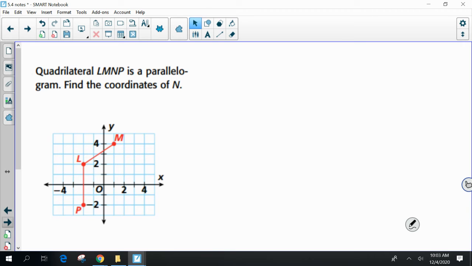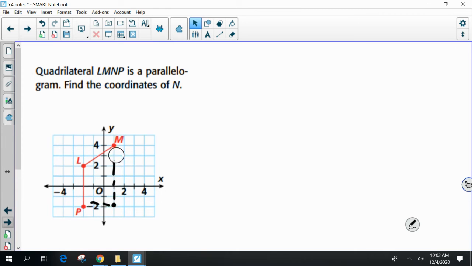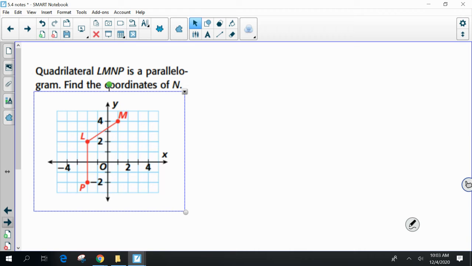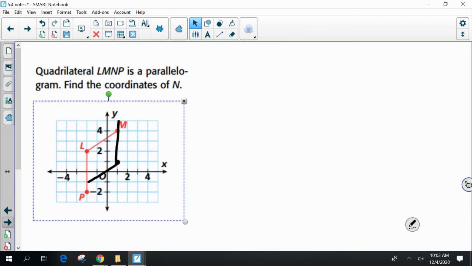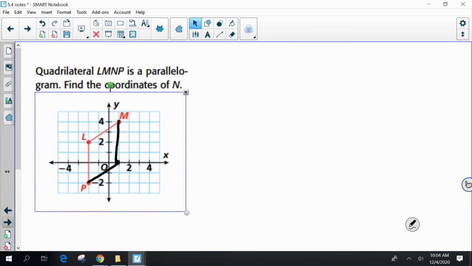Okay, anybody get what point N should be? Yes. 1, -2. Okay, so if I put it there, I created a trapezoid. 1, 0. Oh, it's just 1, 0. Okay, so 1, 0 works. Would 1, -1 work? No, I think that would create another trapezoid. So N would be 1, 0.